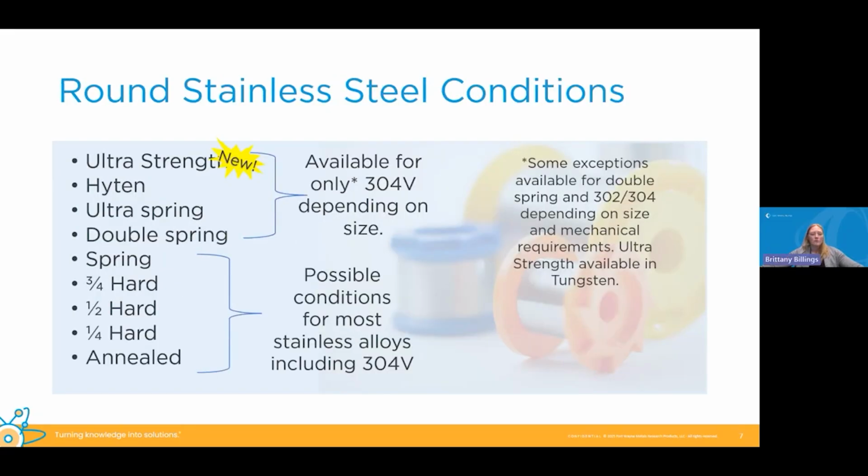And we offer a large range of conditions. So starting at the top, you'll see our new ultra strength condition. That's going to be focused on today. As you move down the list through high tens, spring, hard, and finally to annealed, the tensile of those are going to decrease as we go down and the elongation will increase. You can see our top four are available only in 304V with a few exceptions, while spring and below are for most stainless steel alloys.